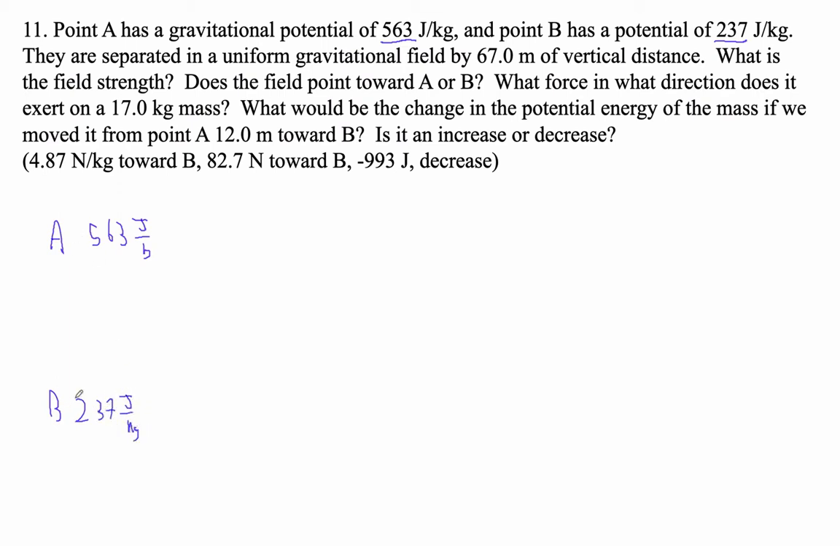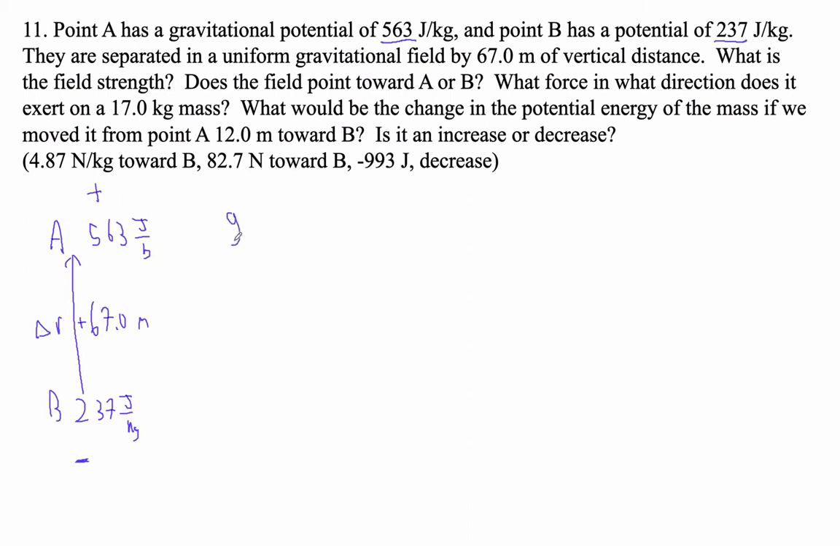So, I mean, literally A is above B, right? Which means our gravitational field will be down and all this stuff. But I think gravity tends to be a little more obvious. They're separated by 67 meters of distance. That's our delta R. So if I go up by 67 meters, because I'm going to make this the positive direction and this the negative direction, what is the field strength? I think we can do that.